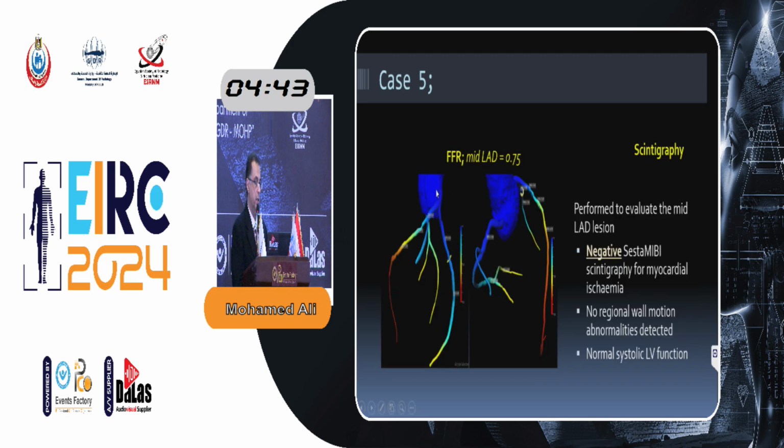The FFR revealed distal flow limitation at the mid or distal segment of the LAD. The FFR was 0.75, and this indicates that there is a flow limitation of the LAD distal to the site of the lesion, which was reported as a moderate to severely stenotic lesion. But the scintigraphy was negative, with no ischemia.